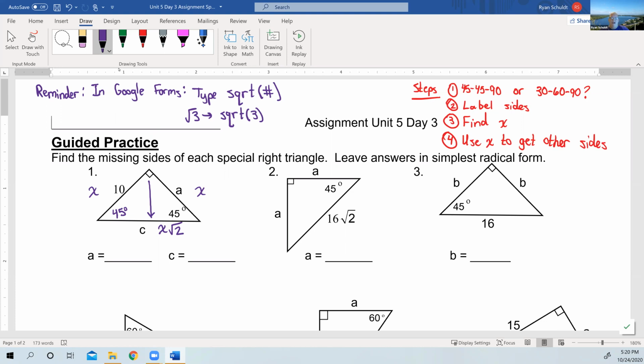Over here, I know this side is X. It's also 10, so that means X equals 10. So over here, that means we're 10 right there. And then we're 10 square roots of 2 there. That's our answer. A is 10. C is 10 square roots of 2. That's it. We're done with that one.